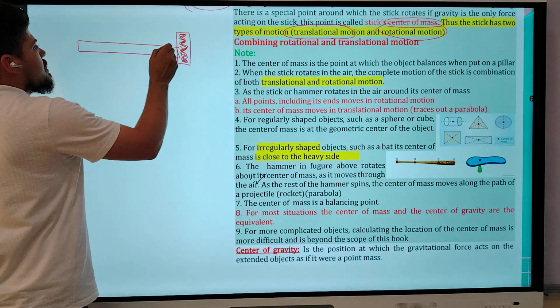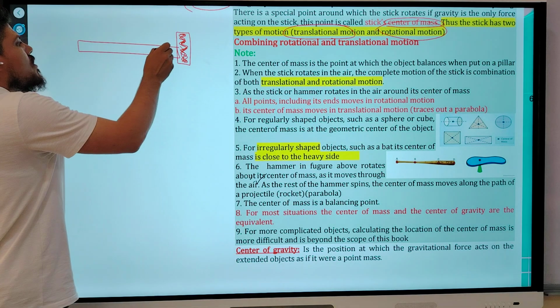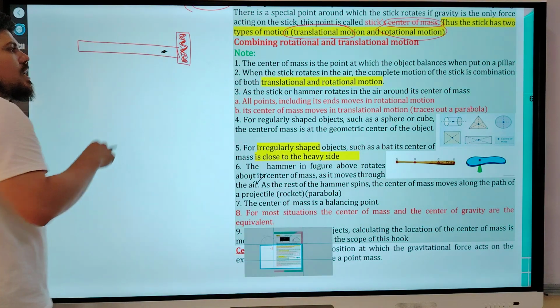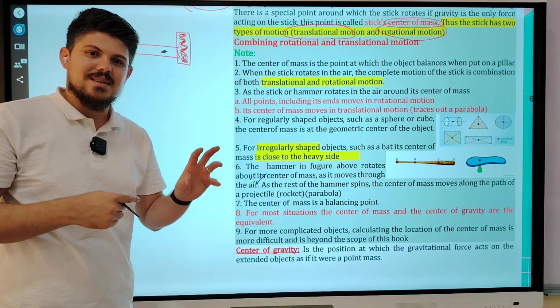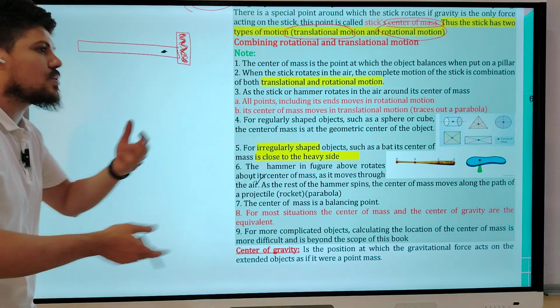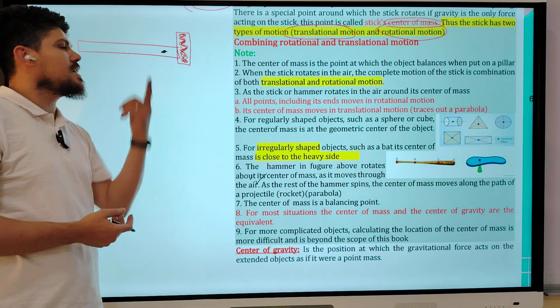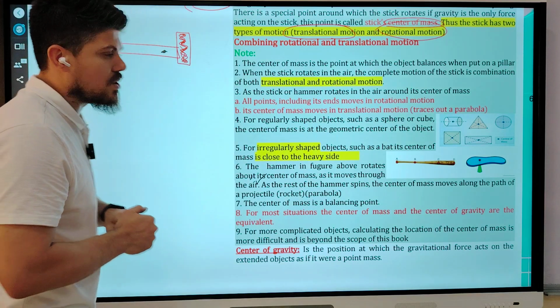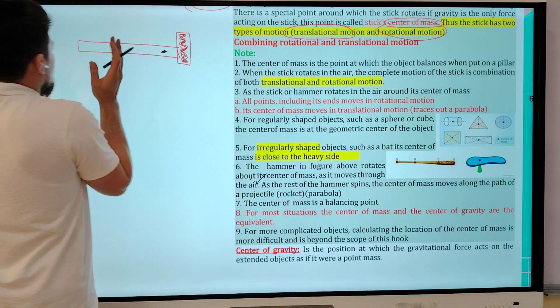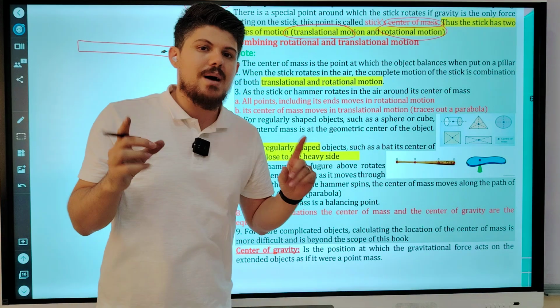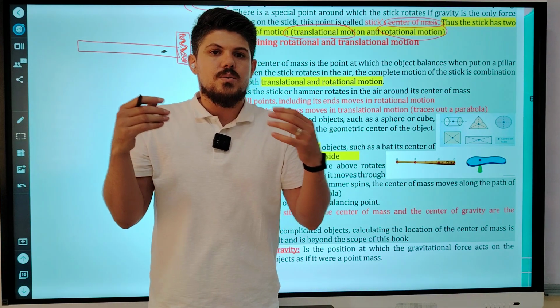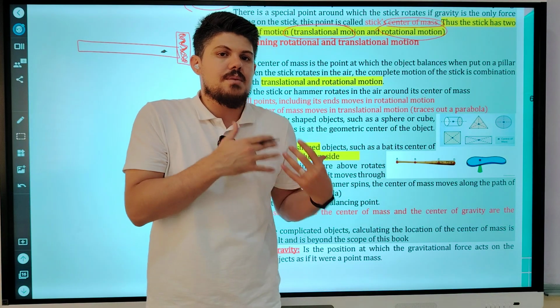We know that this side is the heavier side, so the center of mass is located here. The object is rotating around the center of mass. Where is the axis of rotation? If you throw this hammer into the air, the center of mass becomes the axis of rotation of the object. So this is an irregular shape. For an irregular shape, how can we determine the center of mass? We studied the regular shape, as I mentioned before.